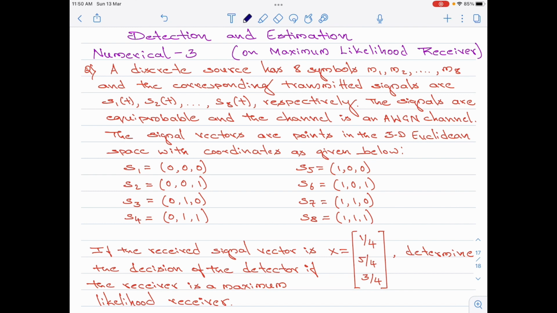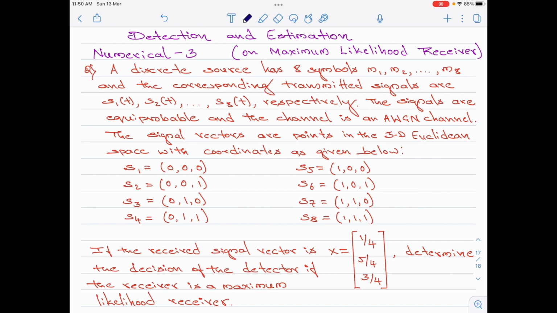A discrete source has 8 symbols M1, M2, etc. till M8 and the corresponding transmitted signals are given as S1 of t, S2 of t till S8 of t respectively. The signals are equiprobable and the channel is an AWGN channel. The signal vectors are points in the three-dimensional Euclidean space with coordinates as given below.